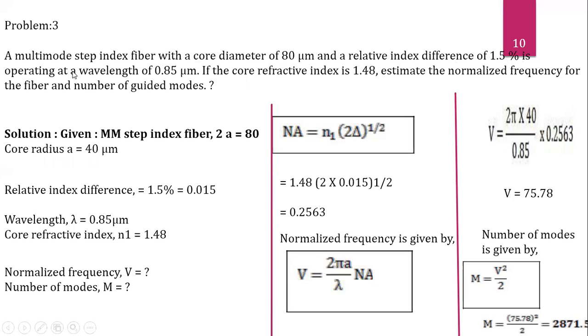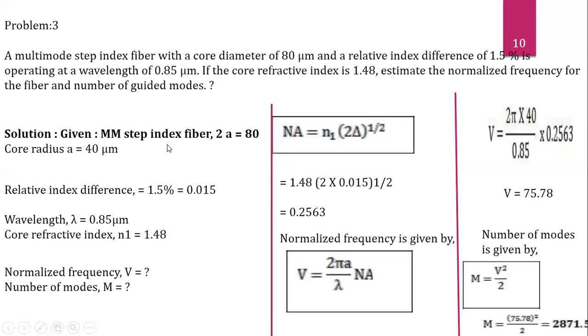And here we have the operating wavelength, which can be denoted by the parameter lambda. So the value of lambda is equal to 0.85 into 10 to the power minus 6. And the core refractive index, that is the value of N1, is equal to 1.48. Now we have to estimate the normalized frequency of the fiber and number of guided modes.